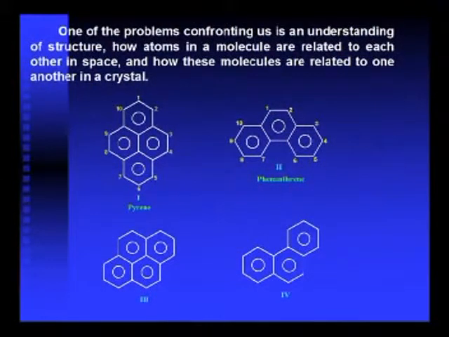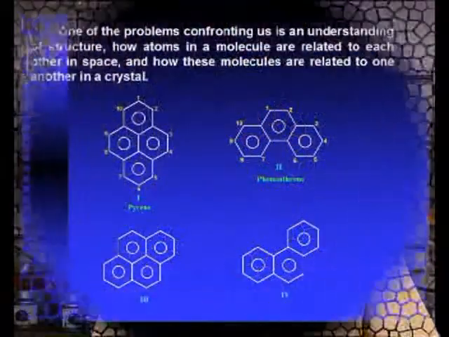Now we have to see one by one. As far as we chemists are concerned, one of the most important problems confronting us is an understanding of the structure: how the atoms in a molecule are related to each other in space, and how these molecules are related to one another in a crystal. For example, in the given diagram, I have given four structures. Structure number 1 is called pyrene, structure number 2 is called phenanthrene, and for structures 3 and 4, I didn't give the names.